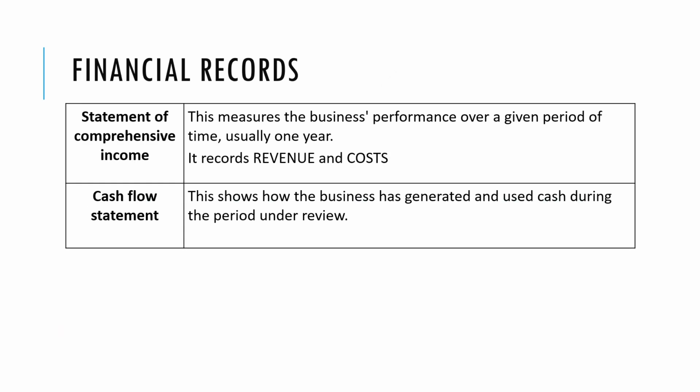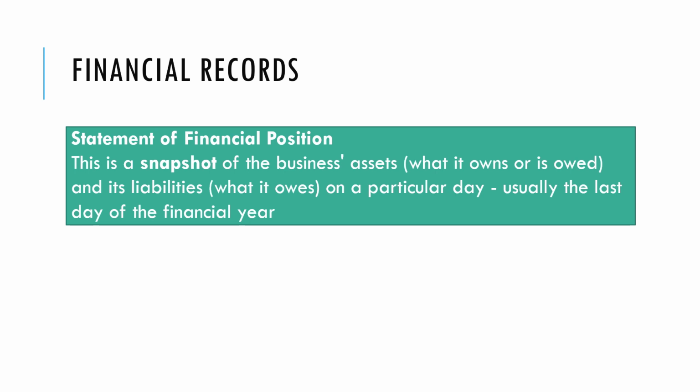So far we've looked at two records of financial performance. We looked at a statement of comprehensive income, which showed us revenue, cost and profit, and we've looked at cash flow, which showed us the cash inflows and outflows of a business over a period of time. In this video we're looking at a statement of financial position. This is a snapshot of the business's assets and liabilities at a particular point in time, maybe a particular day, usually the last day of the financial year. And that's an important definition we should take down in our notes.